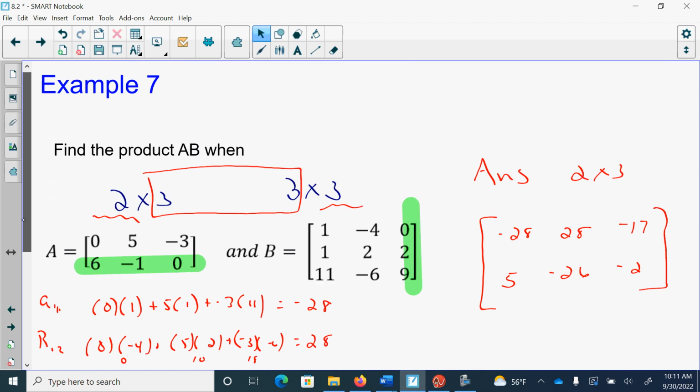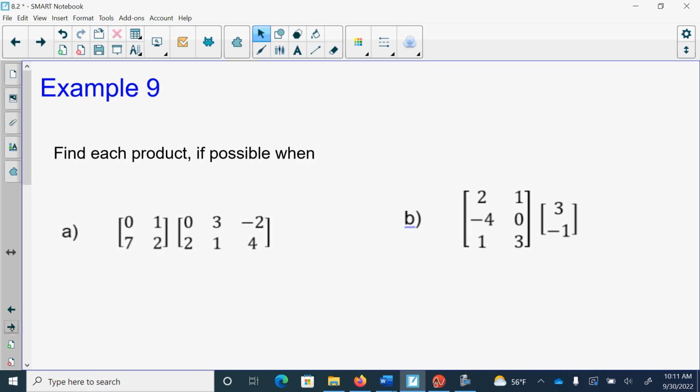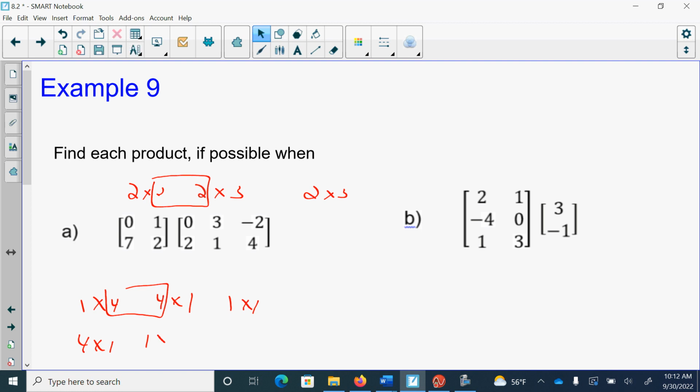So if I took this one, which is a 2 by 2, and this one, which is a 2 by 3, when I can multiply them, my answer is going to be a 2 by 3. It's really crazy if you take a 1 by 4 and multiply it by a 4 by 1. It's going to be a 1 by 1. But if you took a 4 by 1 times a 1 by 4, it's going to be 4 by 4.